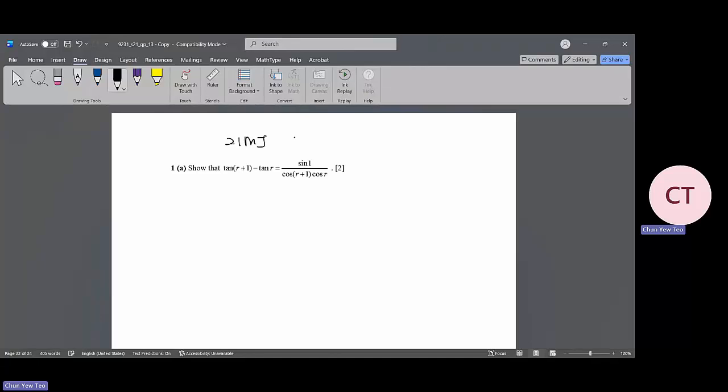2021 May-June paper 13. Let's take a look at question number 1. Part A: show that tan(r+1) minus tan r is equal to sin 1 divided by cos(r+1) multiplied by cos r. What we can do is join them together by splitting the tangent to become sin(r+1) over cos(r+1) minus sin r divided by cos r.